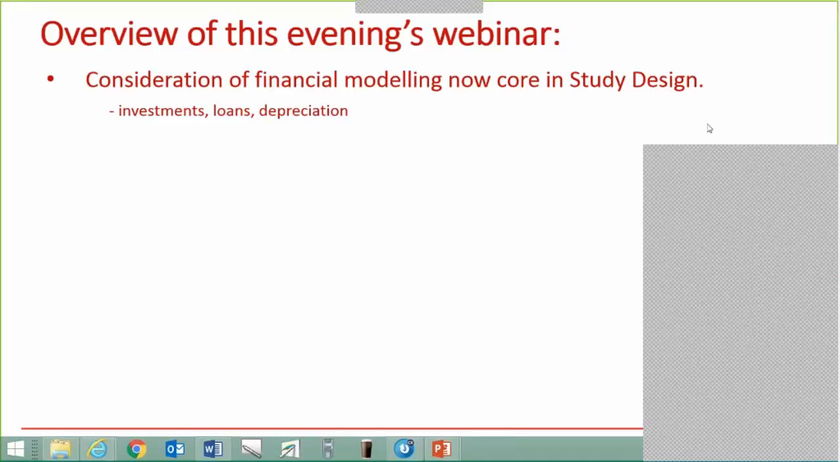Okay. Last year I spent a fair bit on the recursion component of this topic. Would you like me to address it again? Basically, yes or no. What we would like to predominantly address here is the financial modelling component in the study, that's the core of the study design: investments, loans, depreciation, simple and compound interest, nominal and effective interest rates, and annuities and perpetuities.